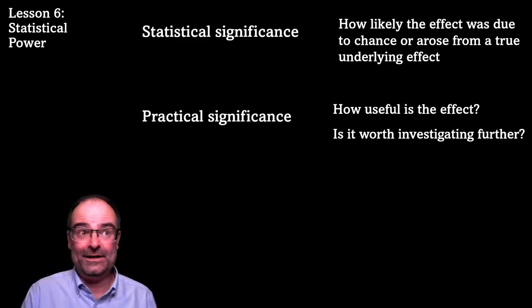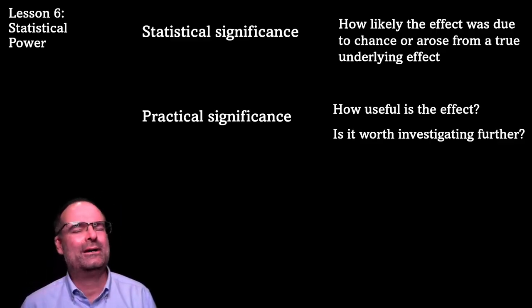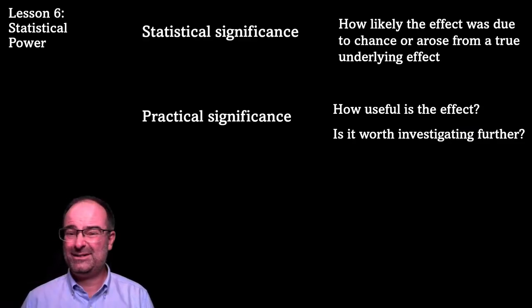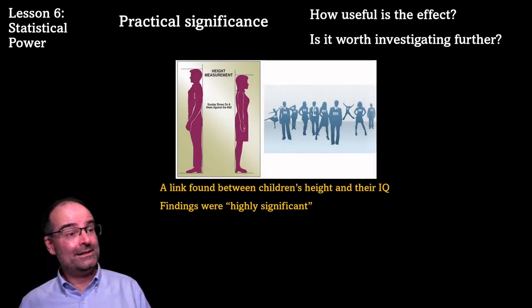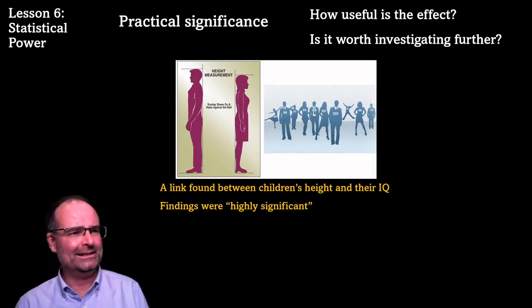How likely the effect was due to chance or arose from a true underlying effect. Practical significance is how useful is the effect? Is it worth investigating further? Is it so small that it's kind of irrelevant and wasn't really the point of the research in the first place? Consider this example, which is from the Minium textbook, which is in your reading list.